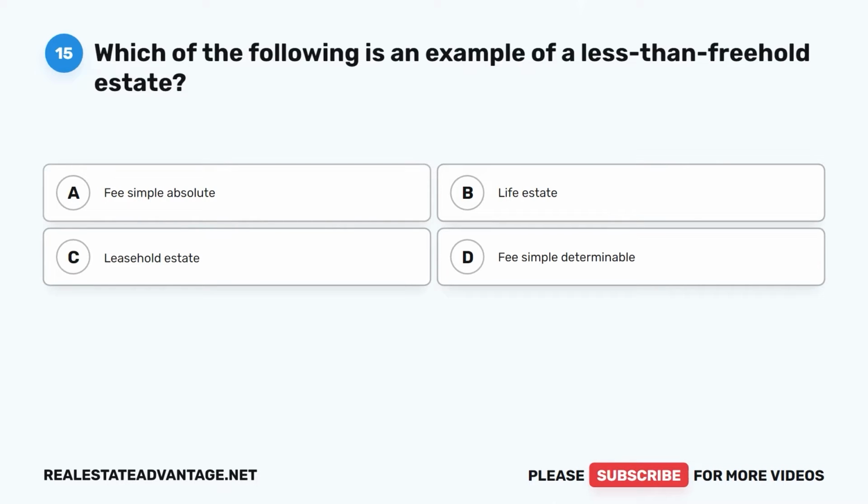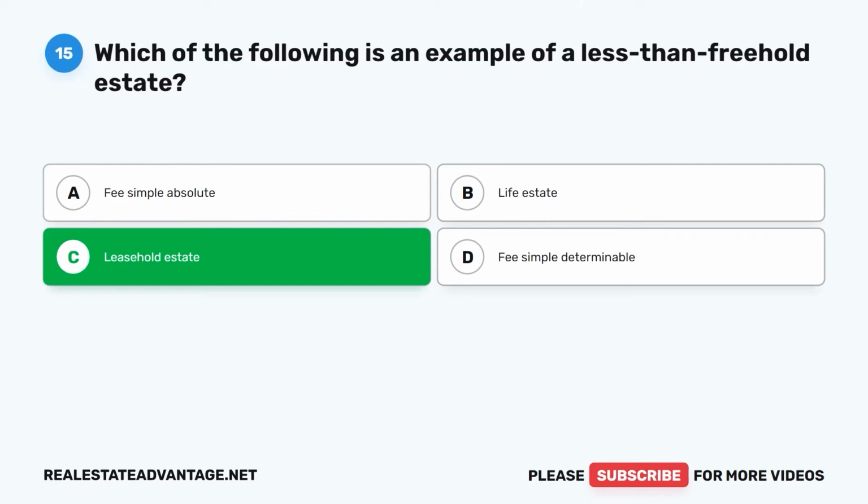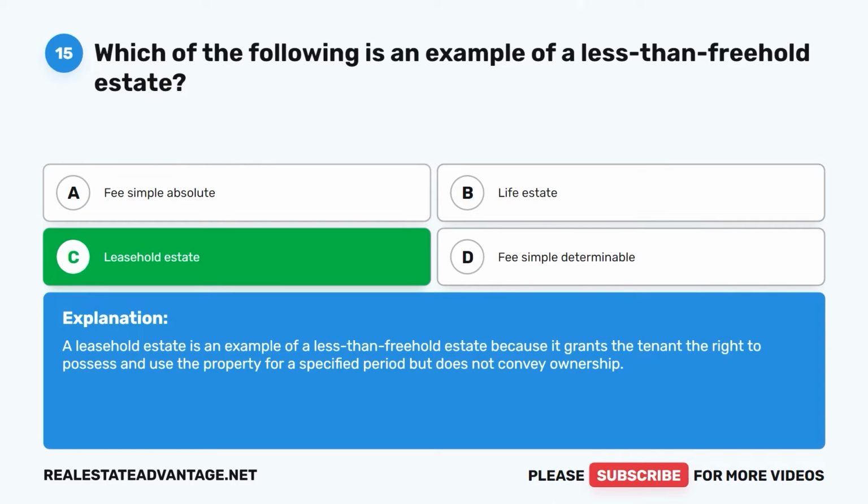Question 15. Which of the following is an example of a less-than-freehold estate? A. Fee simple absolute. B. Life estate. C. Leasehold estate. D. Fee simple determinable. The correct answer is C. Leasehold estate. A leasehold estate is an example of a less-than-freehold estate because it grants the tenant the right to possess and use the property for a specified period, but does not convey ownership.